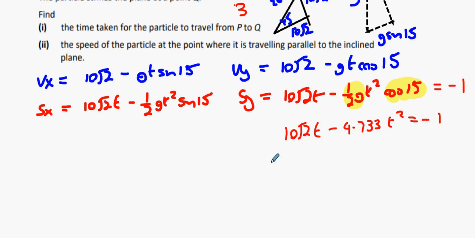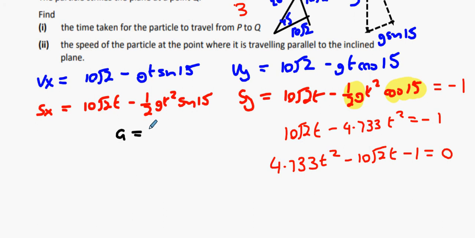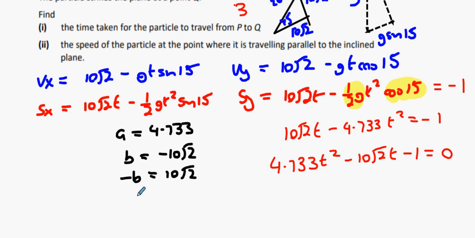Move everything onto one side. We're going to get 4.733t squared minus 10 root 2t minus 1 equals 0. My a value is going to be 4.733. My b value is going to be minus 10 root 2. My minus b value will be 10 root 2. And my c value will be -1.